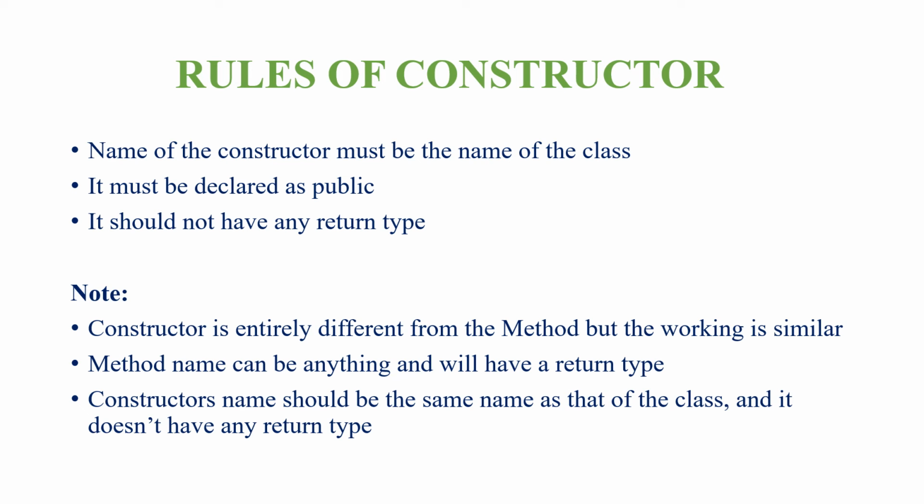Next, coming to the rules or properties of constructor. While creating a constructor, one must remember three things. First, the name of the constructor must be the name of the class. The second is that it must be declared as public. And the third is that it should not have any return type.